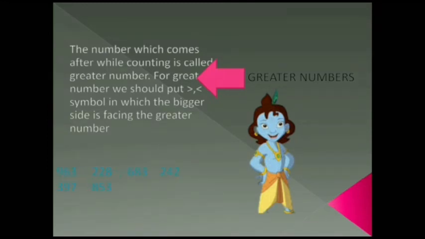963 comes after 228. So, 963 is greater than 228. 683 comes after 242. So, 683 is greater than 242. 853 comes after 397. So, 853 is greater than 397.